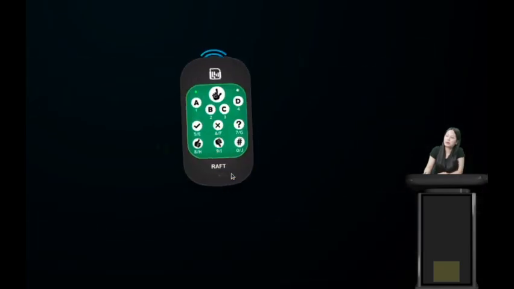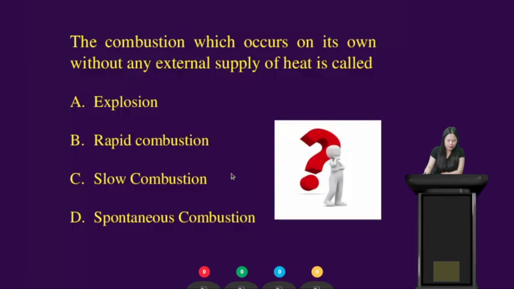Alright students, we have another question. Please get your rough devices ready. The question is, the combustion which occurs on its own without any external supply of heat is called option A, explosion, option B, rapid combustion, option C, slow combustion, option D, spontaneous combustion. So we have four options. I'm giving you 30 seconds to respond to this question. Your time starts now.